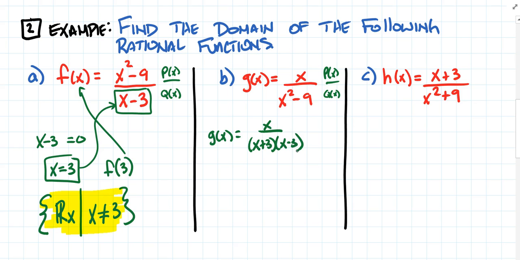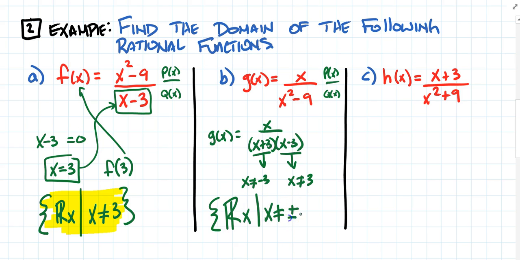Once I have my denominator factored, I go ahead and I set them equal to 0, and I solve, and I find the values of x that will give me a 0 in the denominator. So I can clearly see from this one that x is not allowed to be negative 3. I can clearly see from this one that x is not allowed to be the number 3. So therefore, the domain is represented as all real numbers x, such that x is not equal to, you guys can just put plus or minus 3.